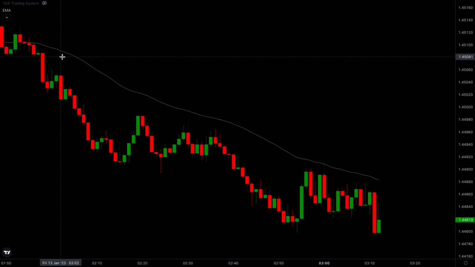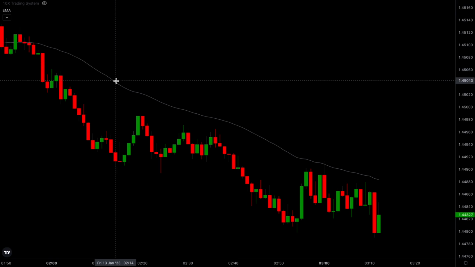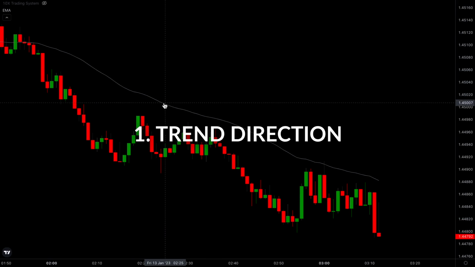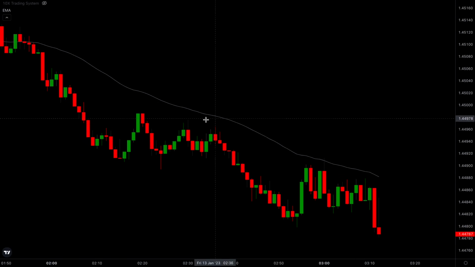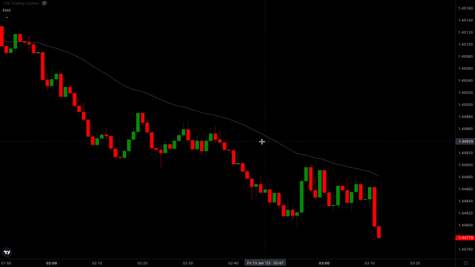Now, when you look at moving averages, they can be really good at first giving you a quick direction of the trend. So if it's sloping down and price is most of the time below it, that's an indication that the trend is down on that time frame.